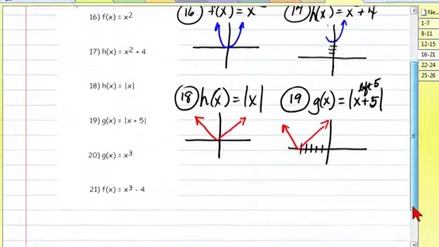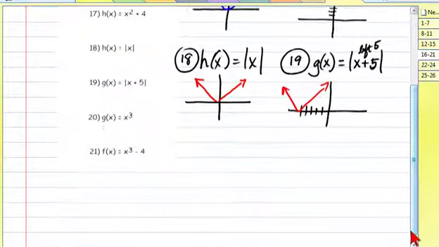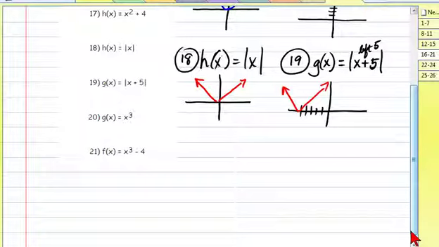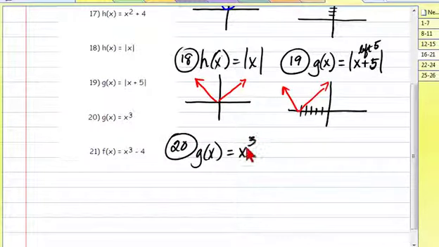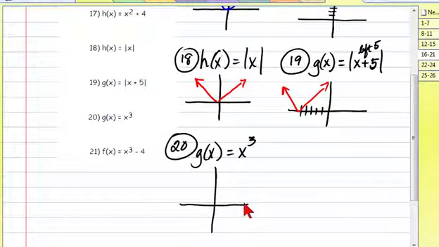Now, in my math lab, the other graph that you worked with a lot was the square root function, which was that little branch. But I told you that you would be responsible for x cubed. And so it does show up on the review. It will show up on the test. Number 20. Ask you to sketch g of x is equal to x cubed. And this is the wiggle.